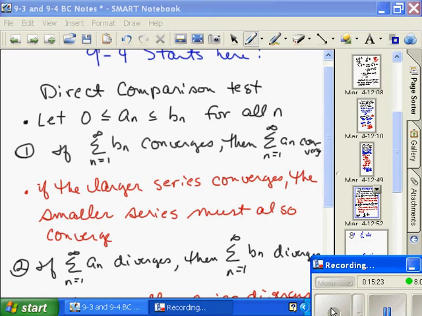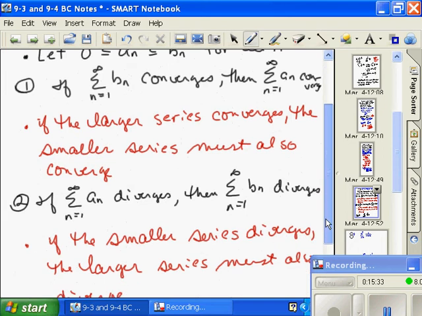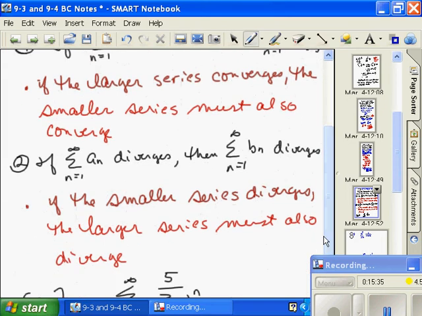So I don't think of what's written there in black, I think of what's written in red. If the larger series converges, the smaller series must also converge. And then if A sub n diverges, then the series of B sub n would also have to diverge. In other words, if the smaller series diverges, then the larger series must also diverge. So that's basically what you have to remember on that.